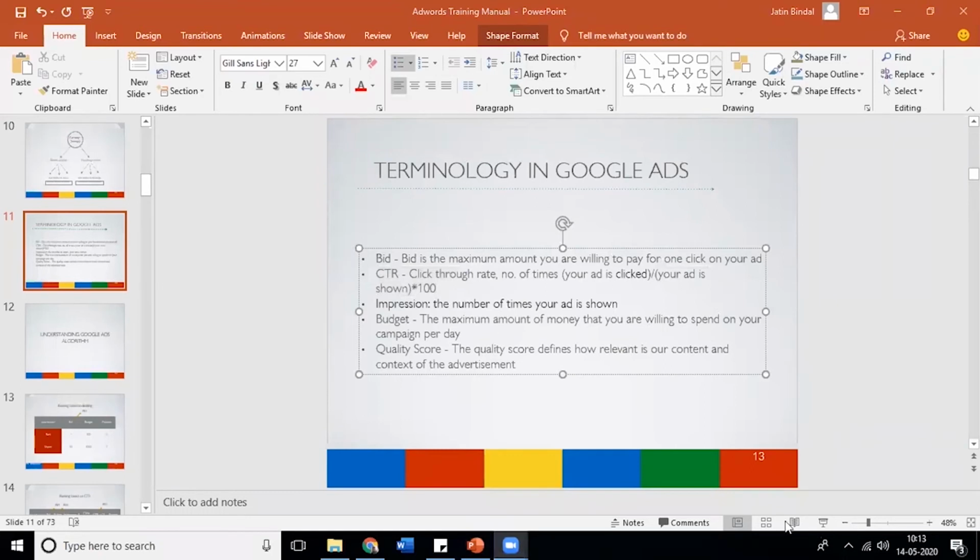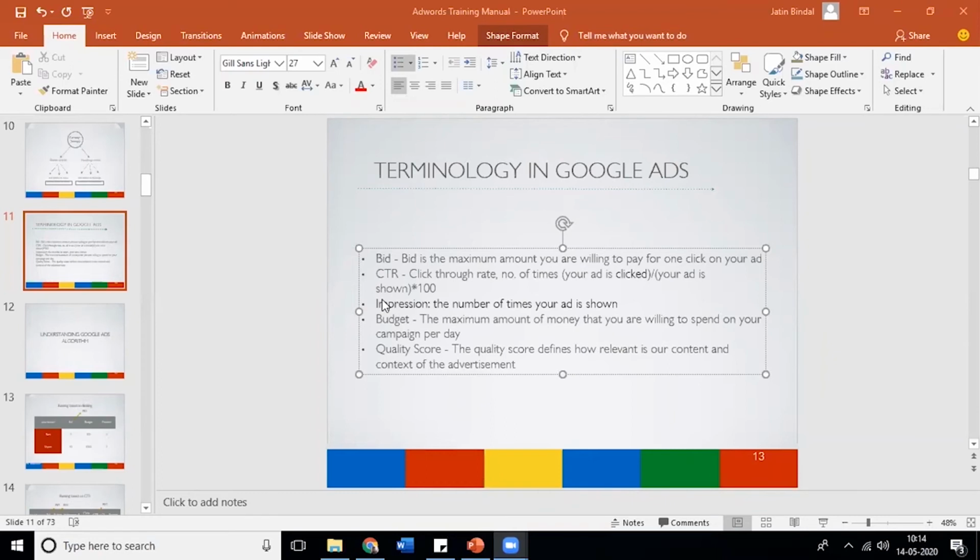I hope the three definitions are clear to everyone. Just press one in the chat box if it is clear. Shiva has a question: if a click comes from the same user n number of times, then what is the click count?